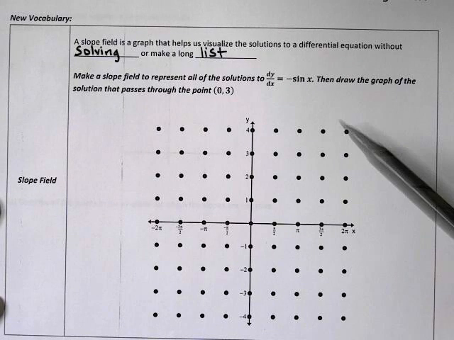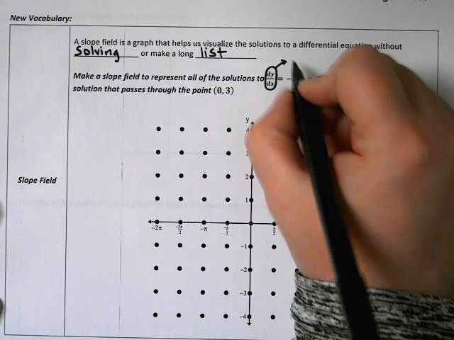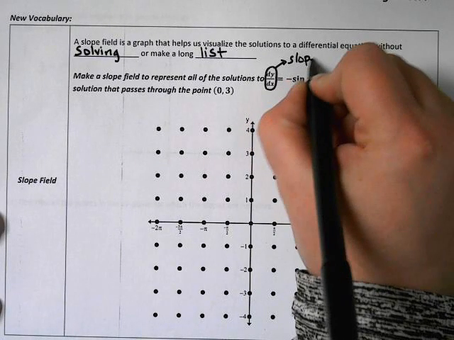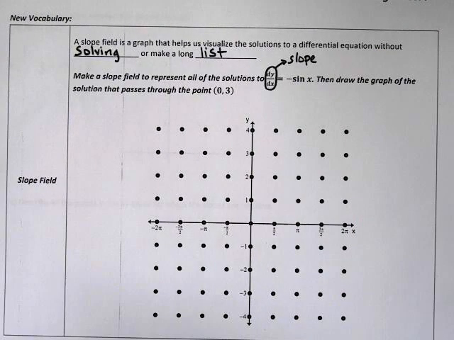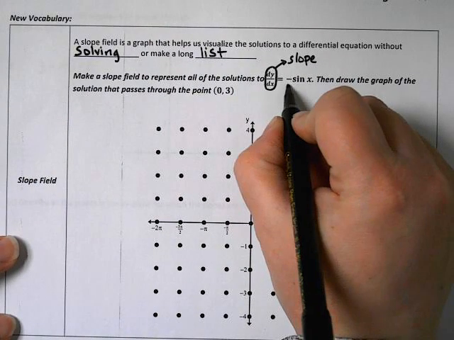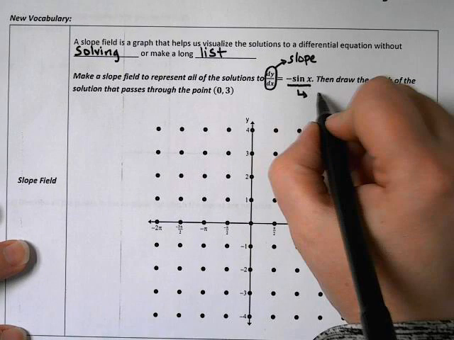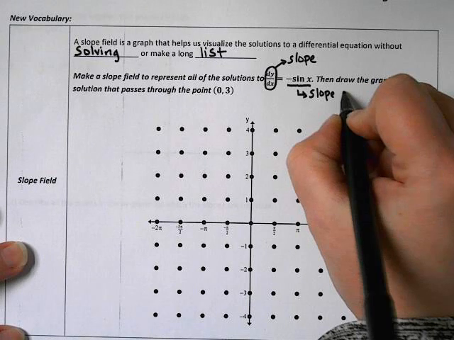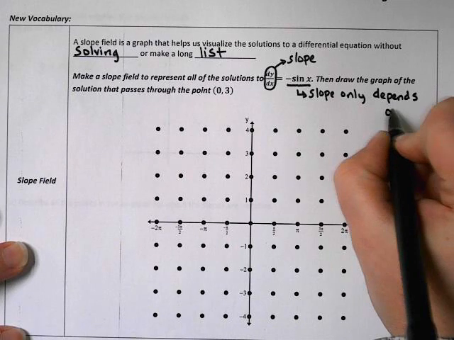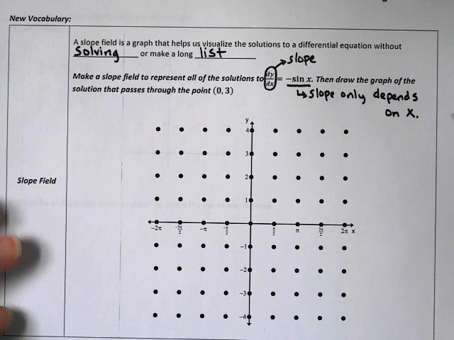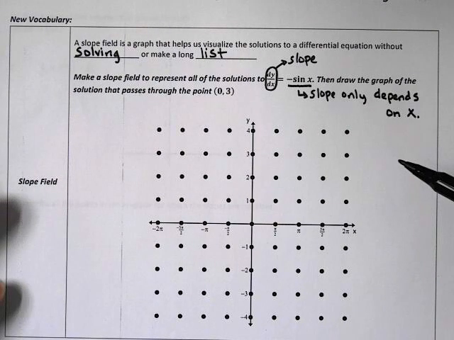So the first thing we need to talk about here is that dy dx, that is the slope that we're talking about, right? That's a derivative. That's the slope of the tangent line. So dy dx, anytime we see that, we know it's asking for a slope. The other really important thing to pay attention to here is that our slope is equal to negative sine of x, which means that the slope only depends on x. That is not always the case. Sometimes it depends on x and y, and that makes it a little bit harder. So it's kind of nice to start out with an example where it only depends on x.